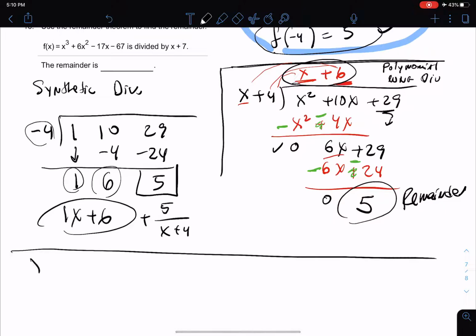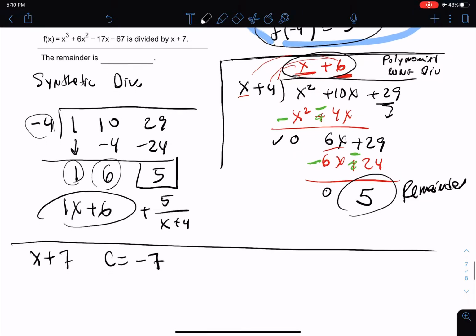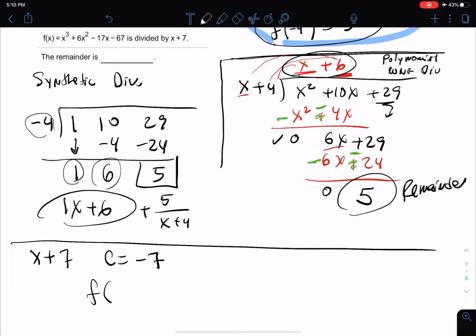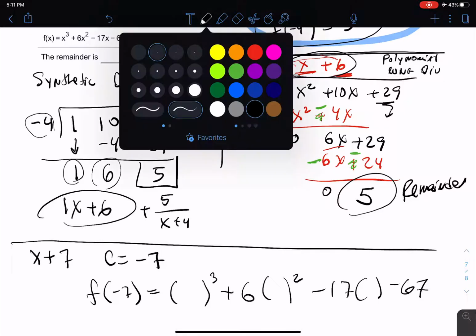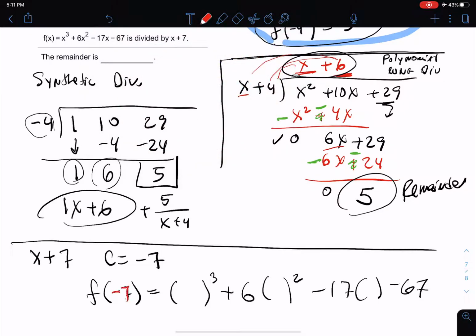It says the divisor is x plus 7, so therefore the c value would be negative 7. And we're going to basically just substitute it back into the function. And what does that function say? It says cube the input, plus 6 times the input squared, minus 17 times the input, minus 67. Whew, that's a lot. So now what is the input again? The input we said was negative 7. So simply put negative 7 in for the input of x.